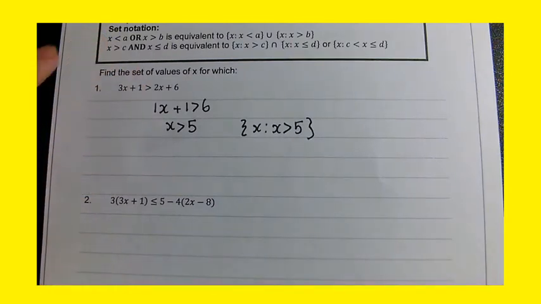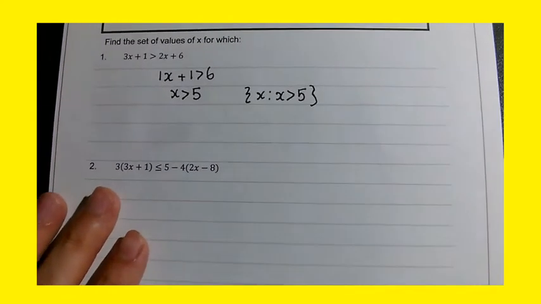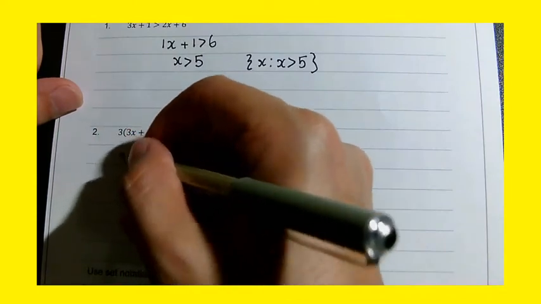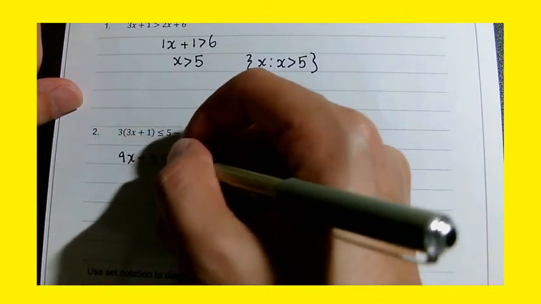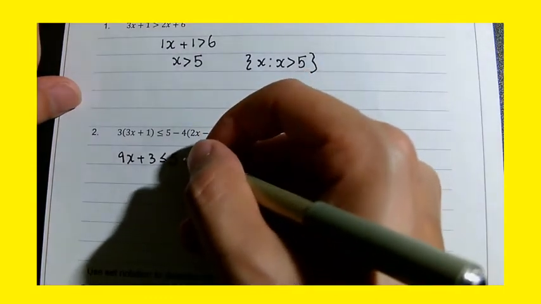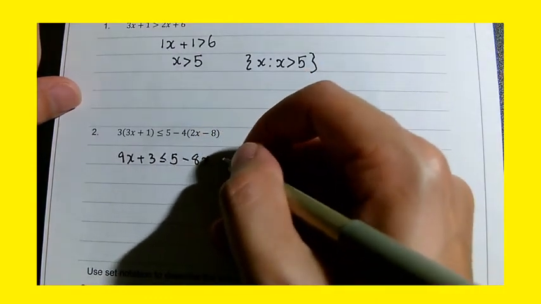Okay, next question. Question 2. You've got 3 times 3x plus 1 less than or equal to that. I'll need to expand the brackets and simplify first. So 9x plus 3 less than or equal to 5. Be careful with the negative signs here. Minus 8x plus 32.